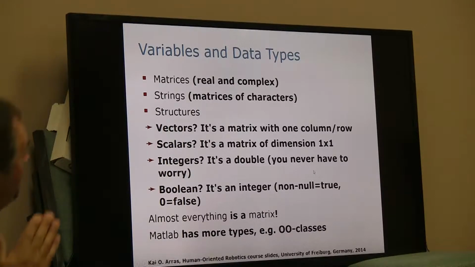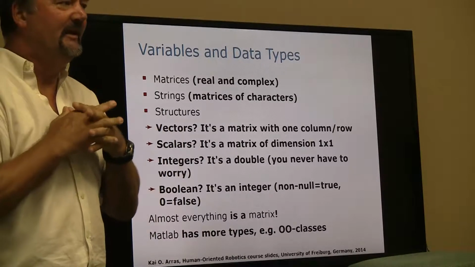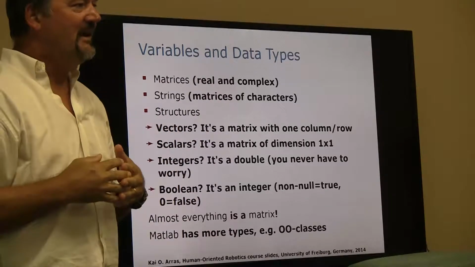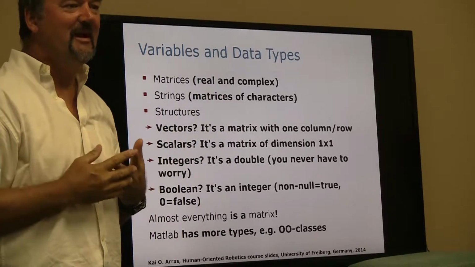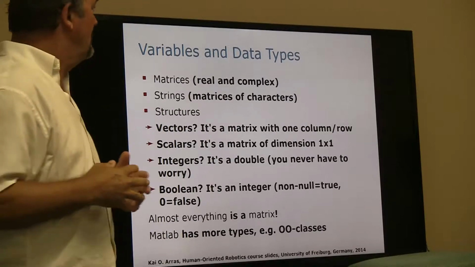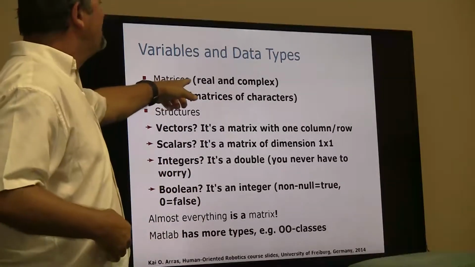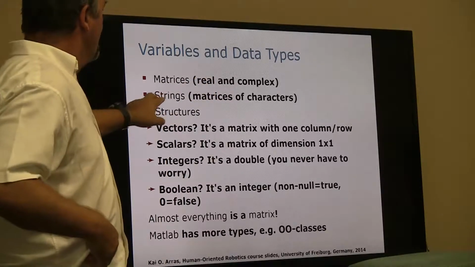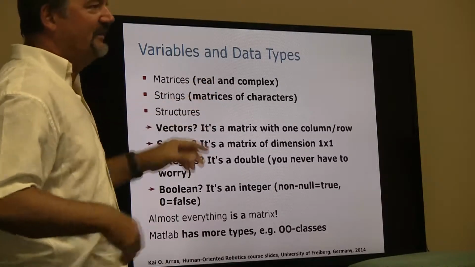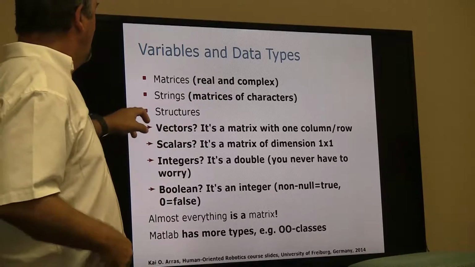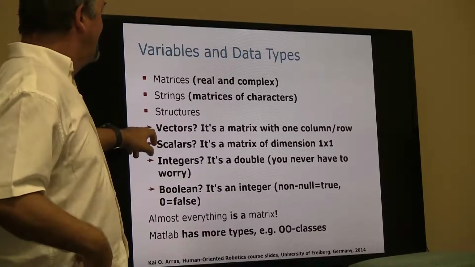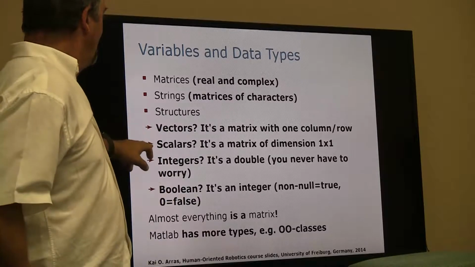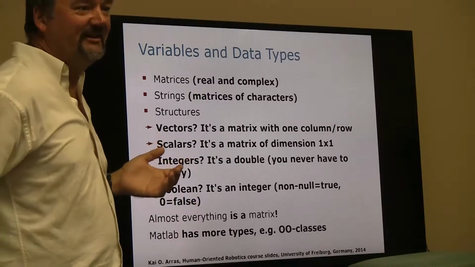Okay, so Matlab is a compression of matrix laboratory, and Matlab thinks about everything as being matrices. Matrices can be matrices of complex numbers. Strings are matrices of characters, they're 1 by n. It does have structs. Vectors are a matrix with 1 column or 1 row. Scalars are a 1 by 1 matrix.